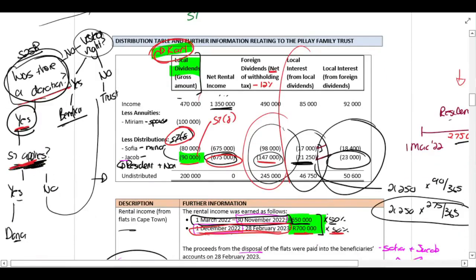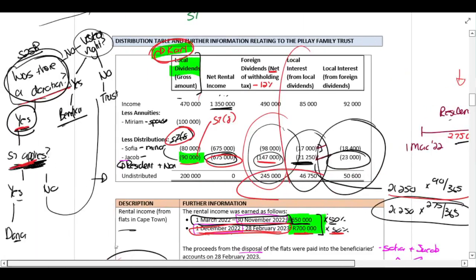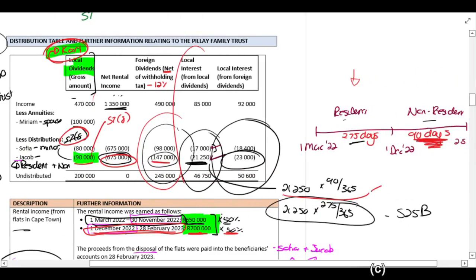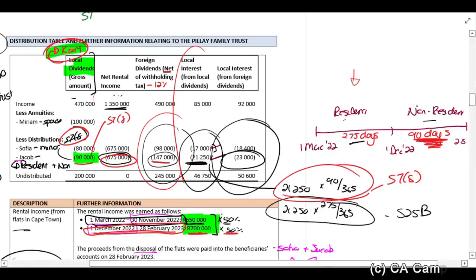Local interest. So you remember we said he's a non-resident for 90 days. So 21250 times 90. That amount is what he gets when he's a non-resident. It is from a South African source, but again it's from a trust and it comes from a donation. Was there a donation, was the donor alive? Yes. Carl was the donor. Does Section 7 apply? Yes. Section 7 would have applied. Section 7.8. So he's not taxed on those amounts. So the South African interest, not taxed on those amounts, even though it's from a South African source.